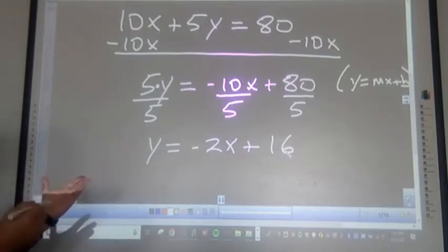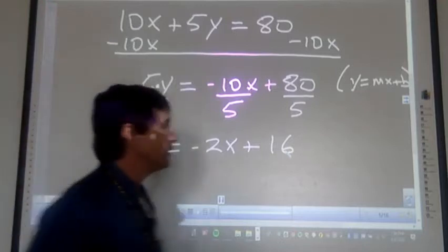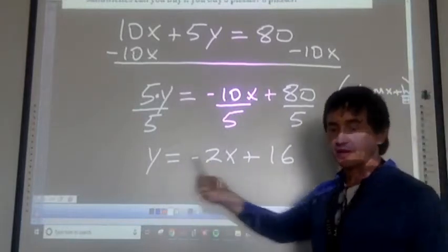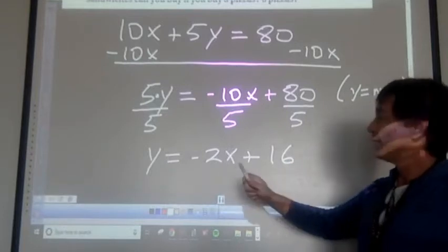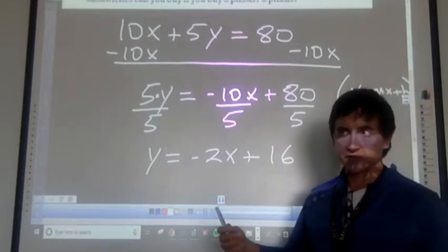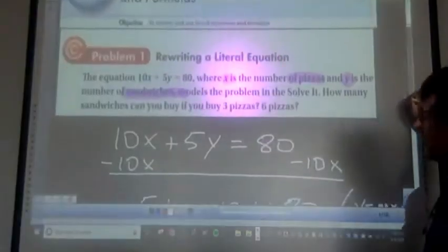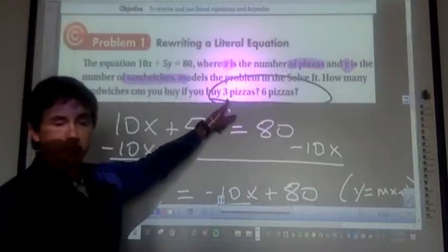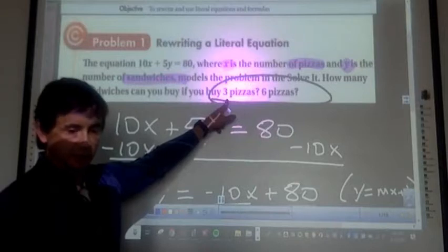So all of this goes back to what the heck is the question that they asked in the first place? We solved for y. The reason we solved for y is because y was sandwich, x was pizza, and we want to know how many pizzas we can get if we buy a certain number of sandwiches, or how many sandwiches we can get if we buy a certain number of pizzas, which you can see right here. So we're going to plug in 3 for x, do the math, see what we get for y. That'll tell us how many sandwiches we can buy.